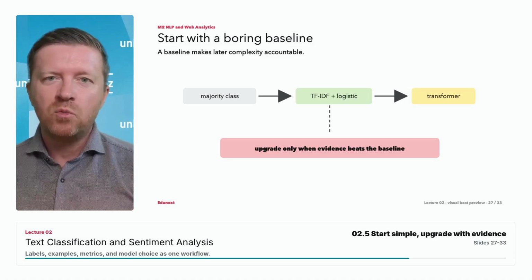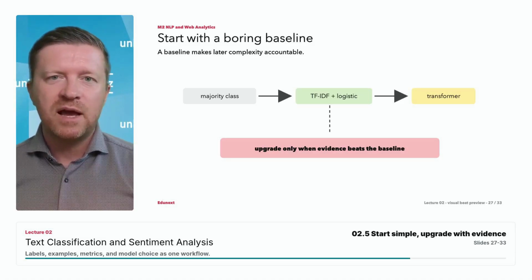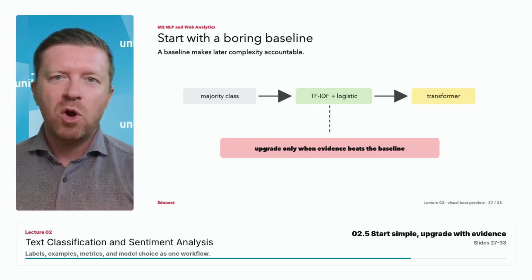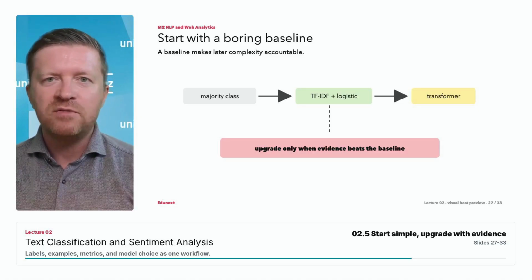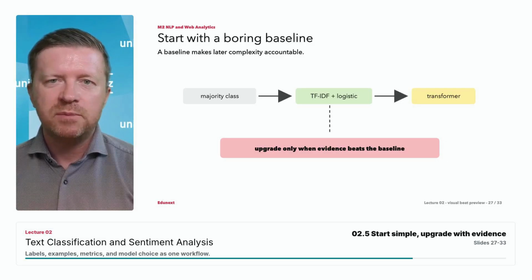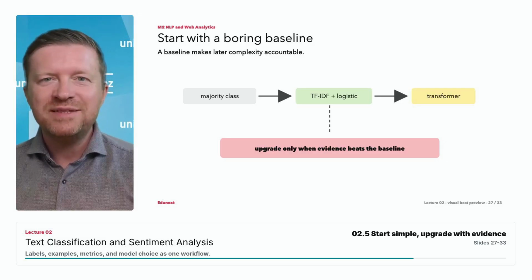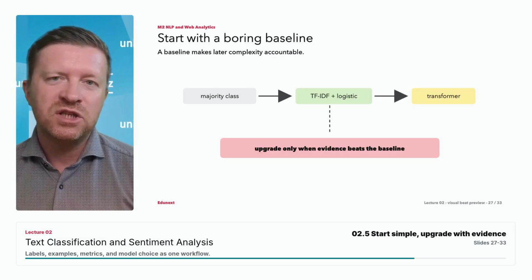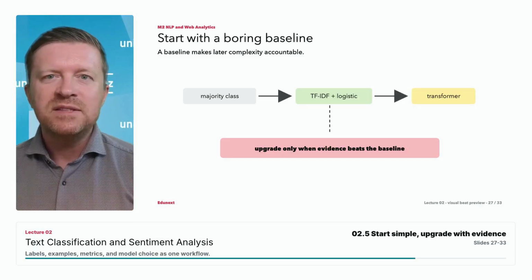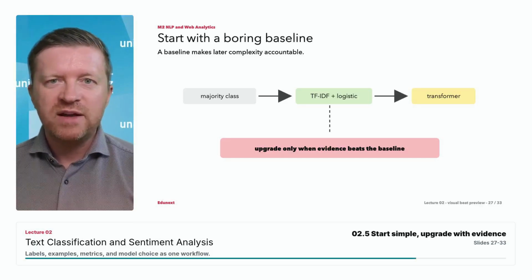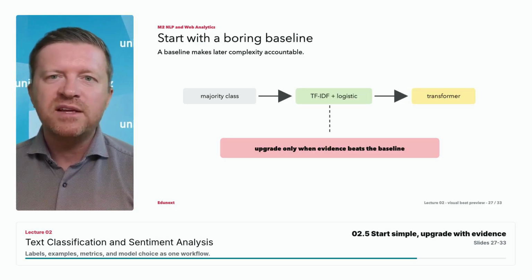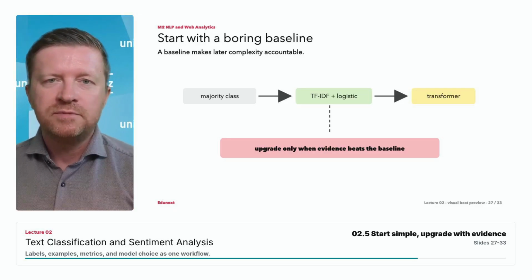For example, you might start with a majority class baseline. This simply predicts the most common label. It is not impressive, but it tells you what a trivial system can achieve. Then you might build a TF-IDF plus logistic regression classifier. This is still simple, but it is often fast, inexpensive, and surprisingly strong for stable labels.